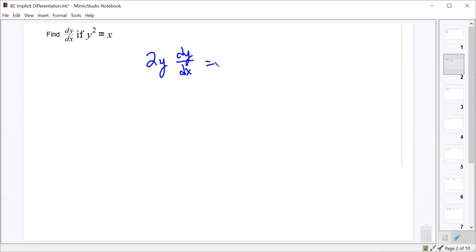Then on the right-hand side, you end up getting just 1, and so you end up with dy dx equals 1 over 2y. Easy enough? Really good there?